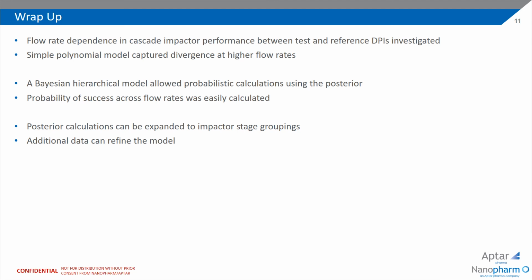The next stage in the work is to expand these calculations to a wider range of impactor stages, and also to start to look at impactor stage groupings. We can then gather further data at a wider range of flow rates to try and strengthen the model predictions.